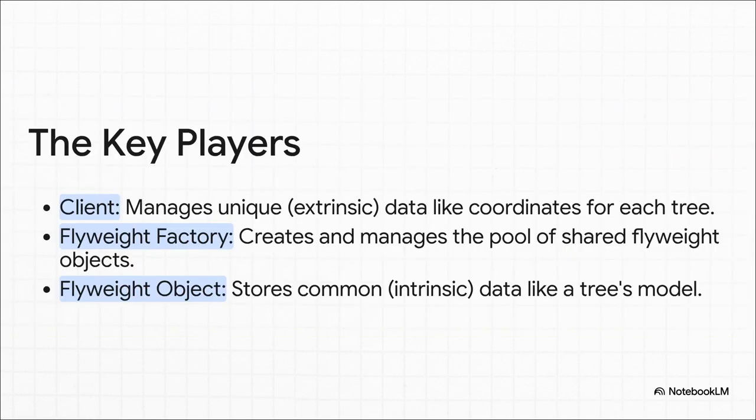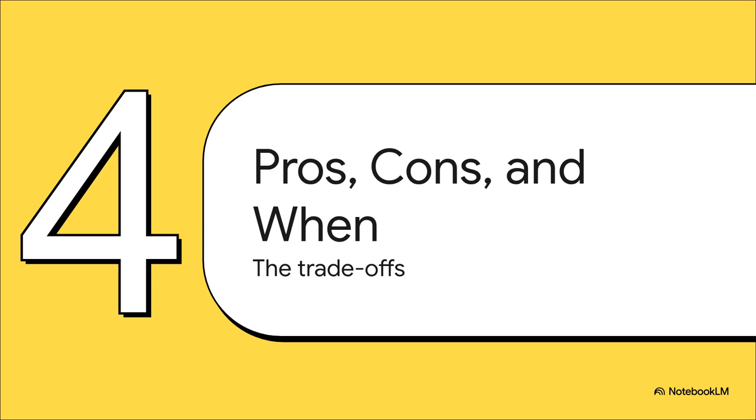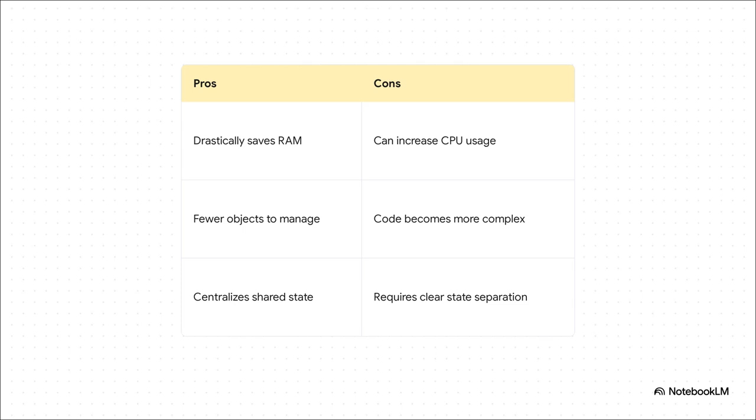So you've got these three key players working in harmony. You have the client, which is the part of your code that knows where all million trees are supposed to go. You've got the flyweight object, which holds the shared stuff for one type of tree. And then you have the flyweight factory, playing the middleman, making absolutely sure no duplicates are ever made. Now, as powerful as this is, the flyweight pattern isn't a silver bullet. You can't just use it for everything. It's a specialized tool, and you have to understand the trade-offs to know when it's the right one for the job.